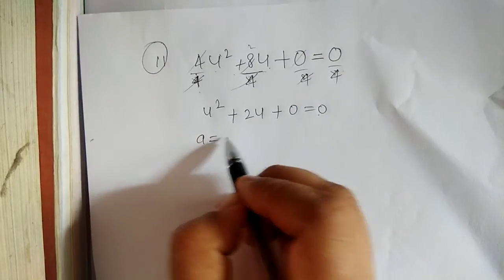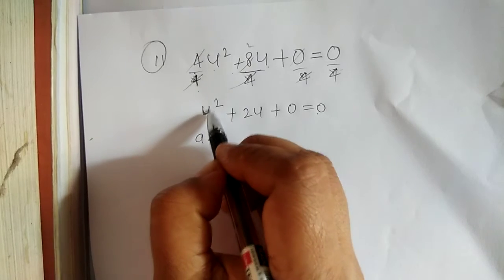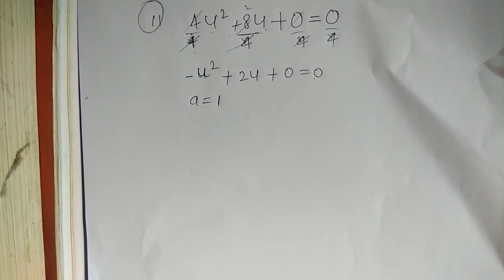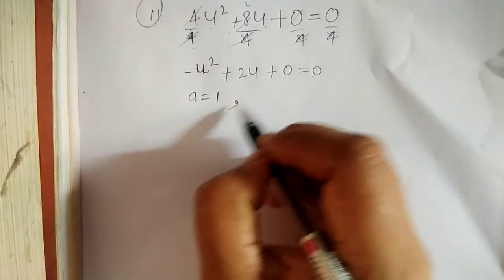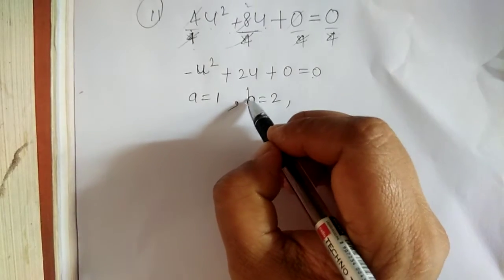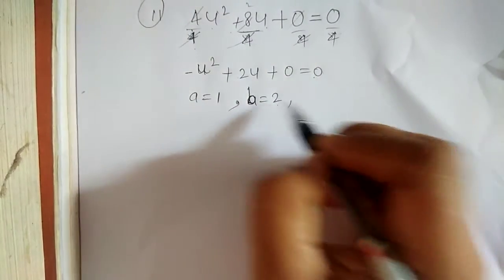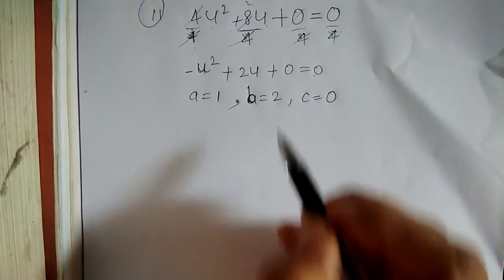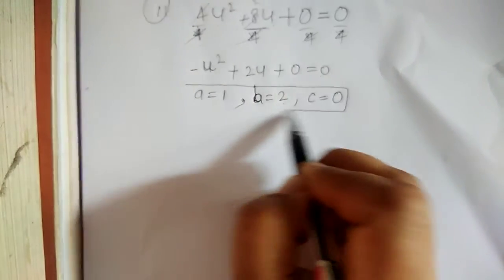So here a is 1, that is the coefficient of u square. Nothing, no number, means 1. And then the coefficient of u is 2, that is b. And the constant term is 0. So we have written the coefficients.